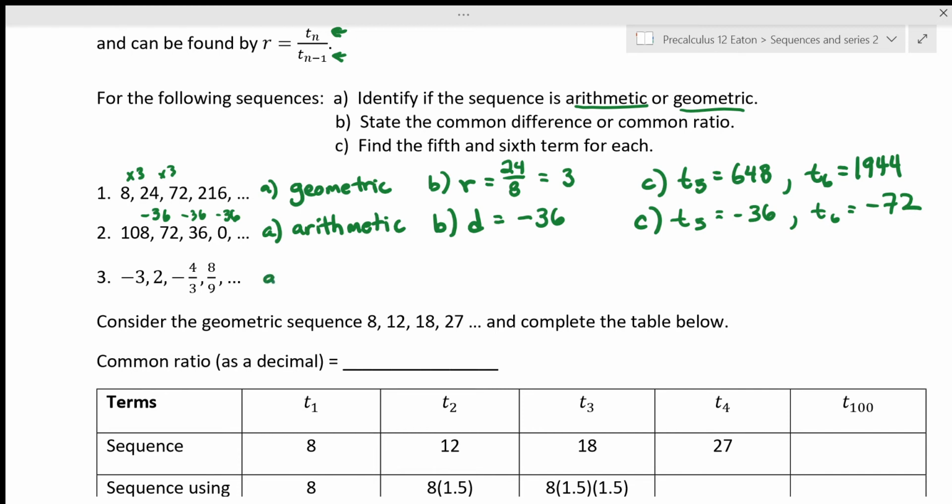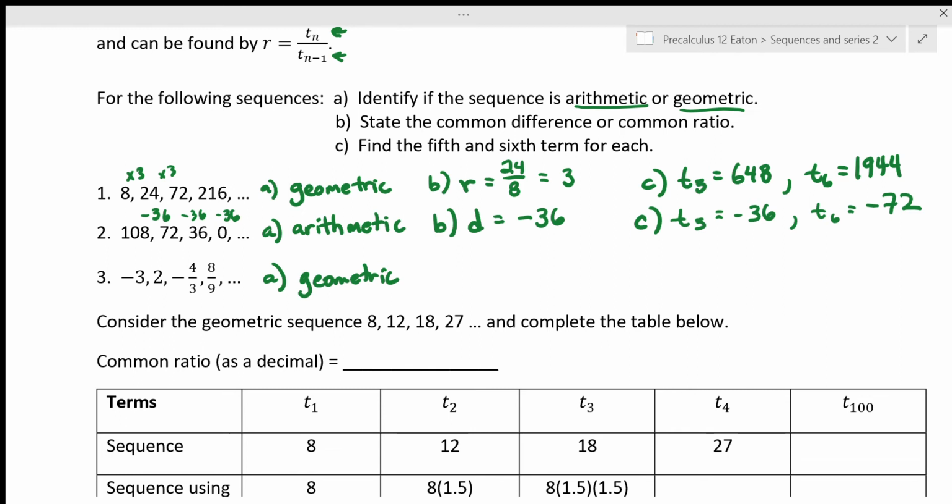All right. Last one, and we've got some fractions. So we go negative 3 to 2 is adding 5. If we were to add 5 to 2, we should get 7, not negative 4/3. This is a pretty good clue that we've got a geometric sequence on our hands.